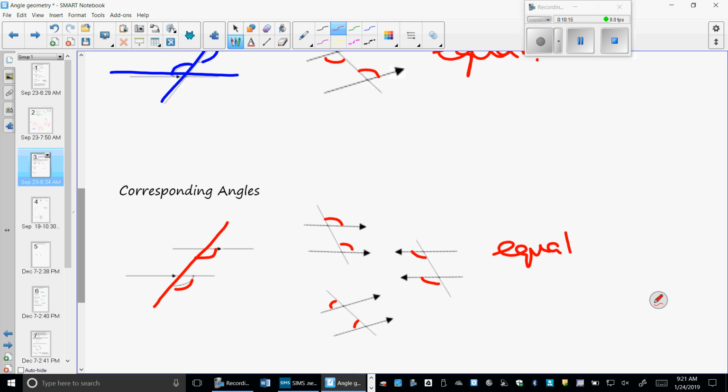So the word corresponding, you can shorten or whatever, as long as you're getting the message across to the person marking it, that you're not calling them Z angles or F angles, you're using the correct name, and you will be good to go. Can I move on?